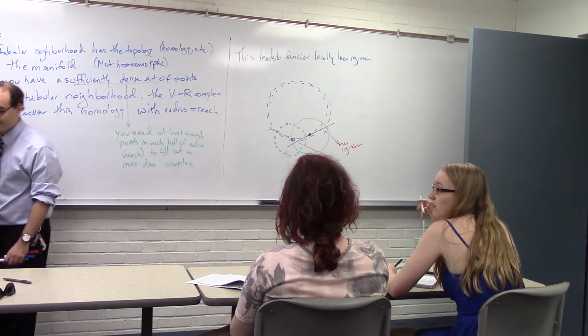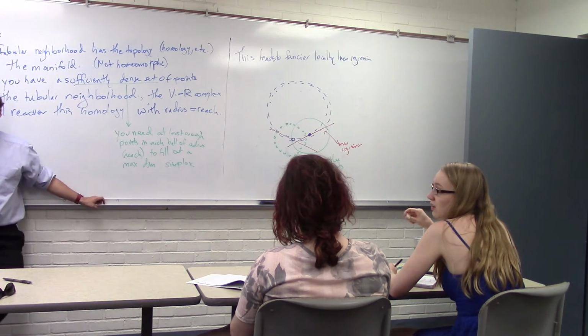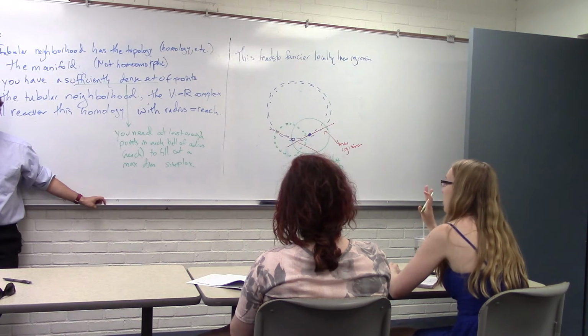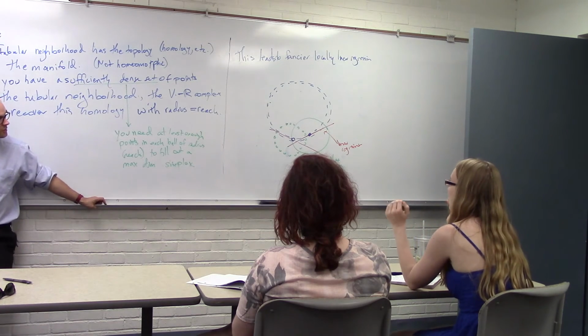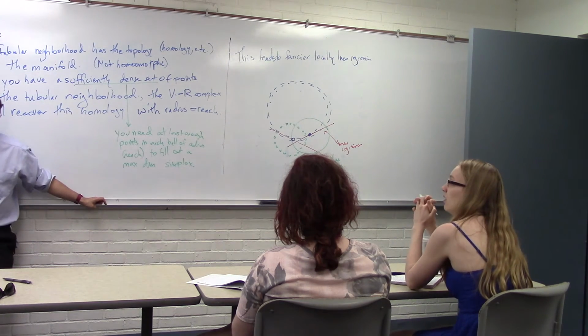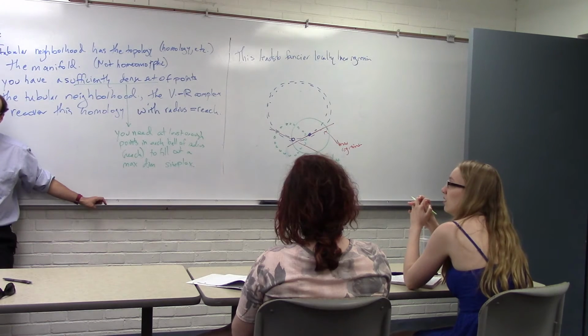You're building like a polygonal approximation of this circle that gets better as the number of points gets better. That's right. And this actually is the correct way to generalize linear regression to nonlinear regression.